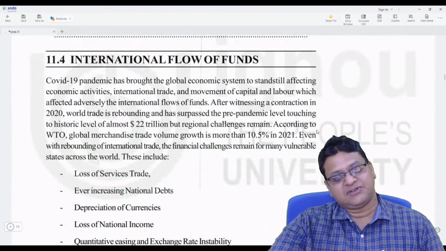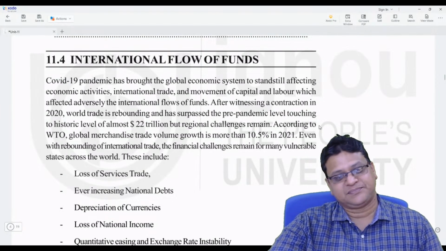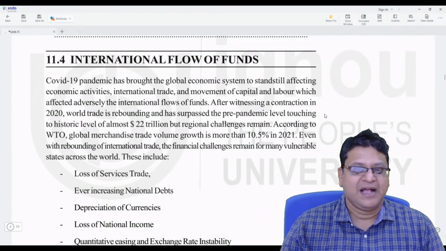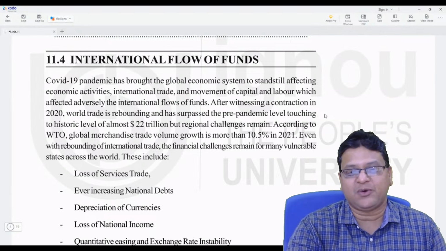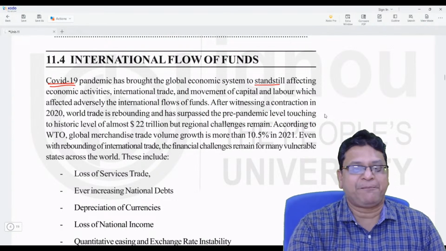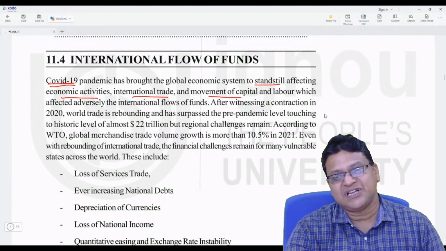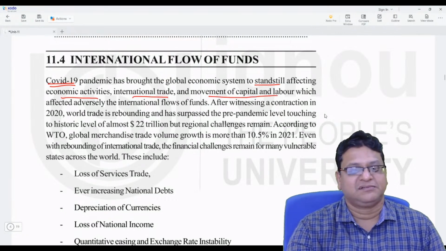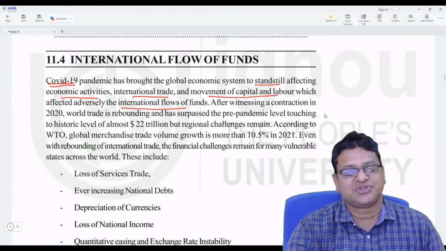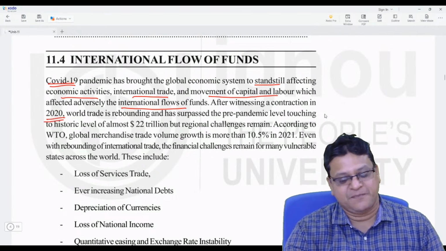Next we will discuss another concept known as the international flow of funds. Friends, we know that the COVID-19 pandemic has brought the global economic system to a standstill. It affects economic activities, it affects international trade, it affects the movement of capital and labor, it affects the international flow of funds. So the world became standstill during 2020.